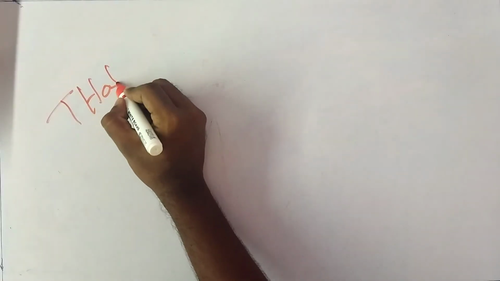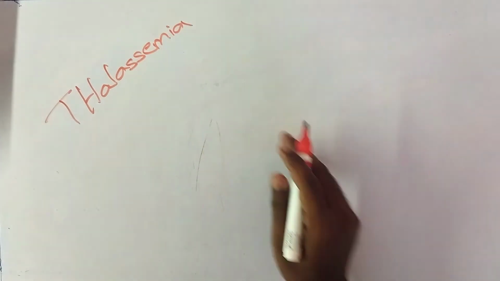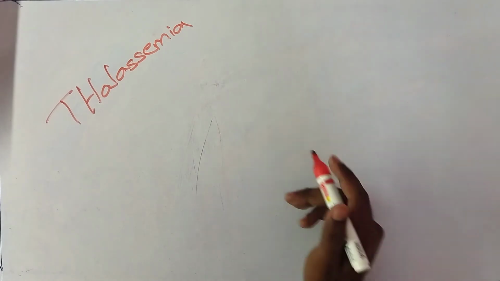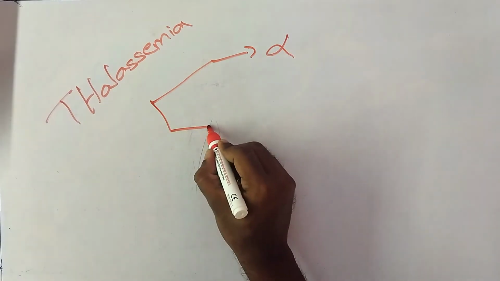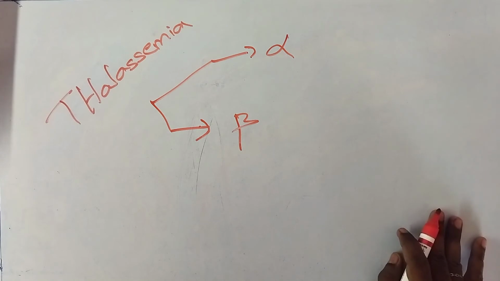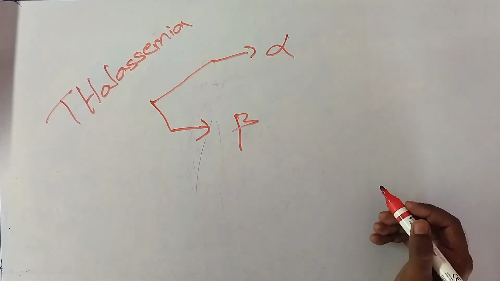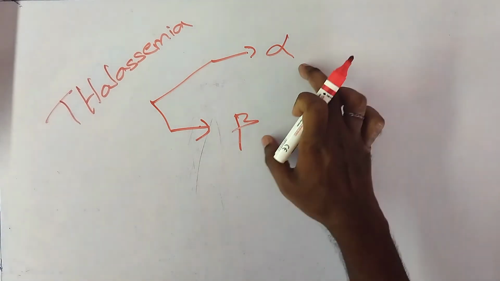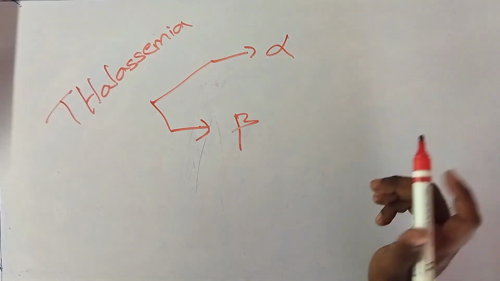Now coming to thalassemia. The name thalassemia comes from Thailand because it is most common in people who lived in Thailand. Thalassemia is of two types, alpha and beta. Alpha thalassemia and beta thalassemia. The beta thalassemia is the most common among these two. Okay, beta thalassemia is most common.